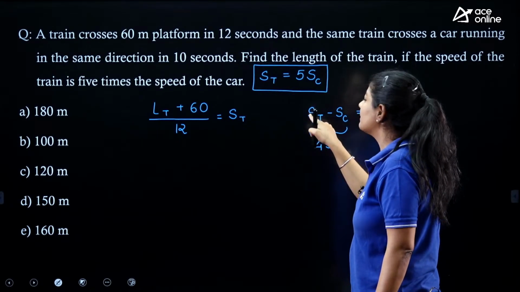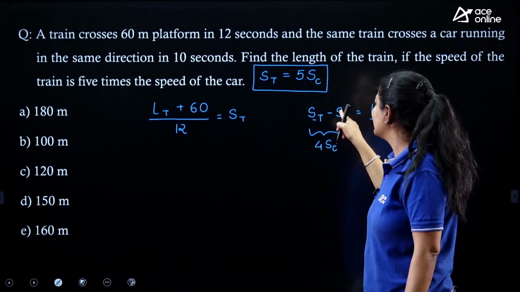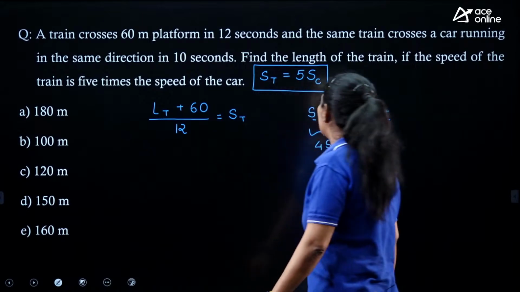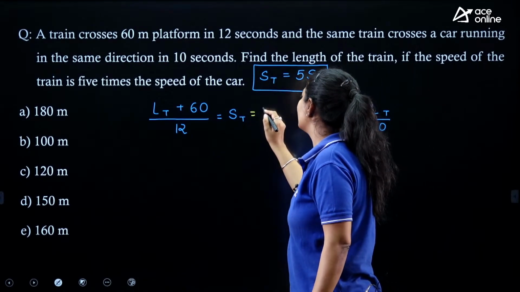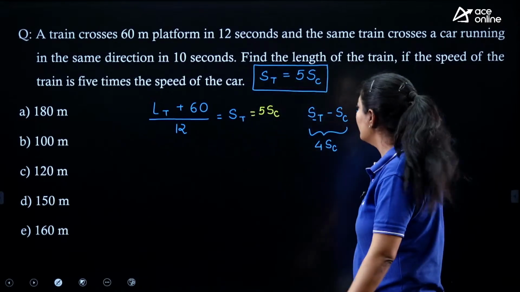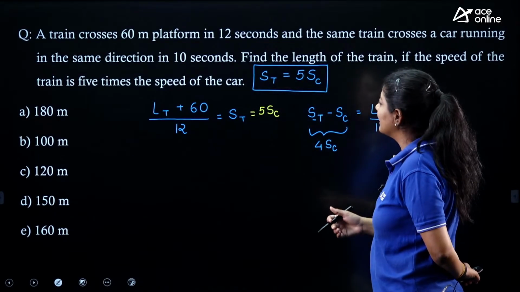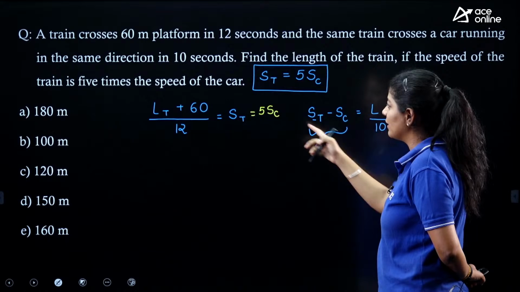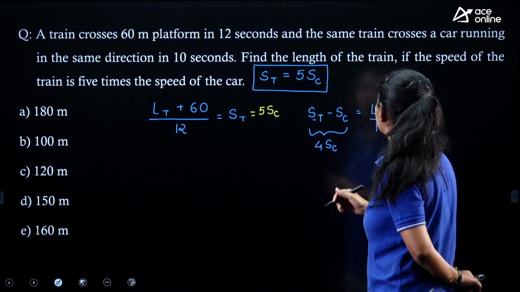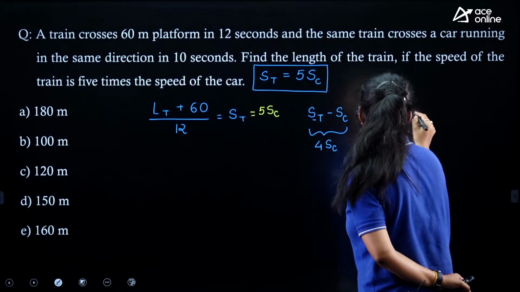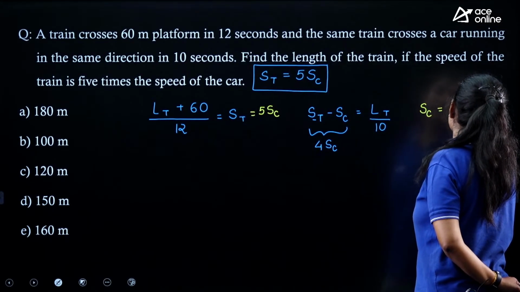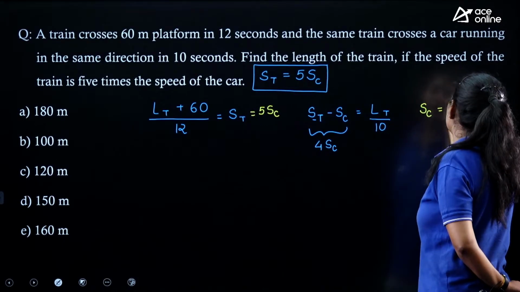Because when I replace the speed of the train with this one, ultimately I am getting 4 of the speed of the car, right? Now we can also replace this one with the 5 SC. We are just substituting either the value of SC over here or the value of LT over here. So we can write the speed of the car as nothing but the length of the train divided by 40, right?